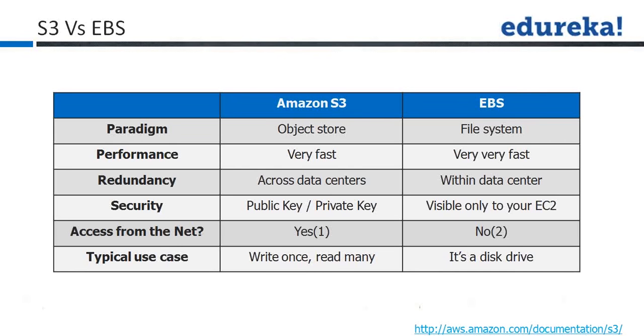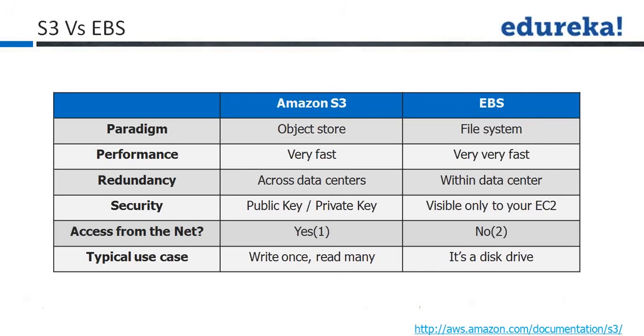EBS is like your hard disk, where you will have an operating system and a file system. You can store files, databases, static content. It can attach to a processing unit and do the processing part also, like it connects to the EC2 instance. Performance wise, EBS is definitely much faster because it's over the internal data center, while Amazon S3 is still fast, but not as fast as EBS, since it's over the internet.